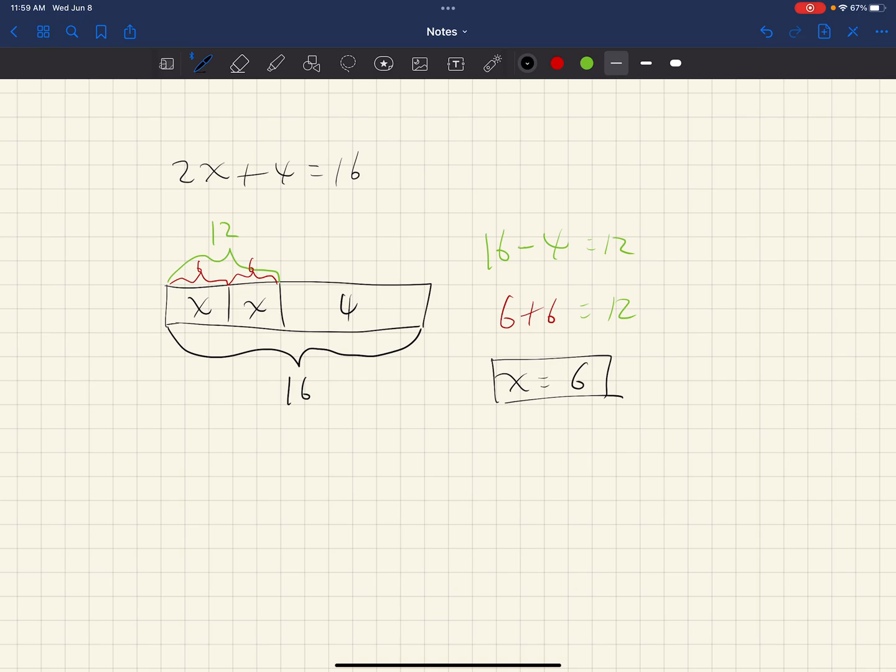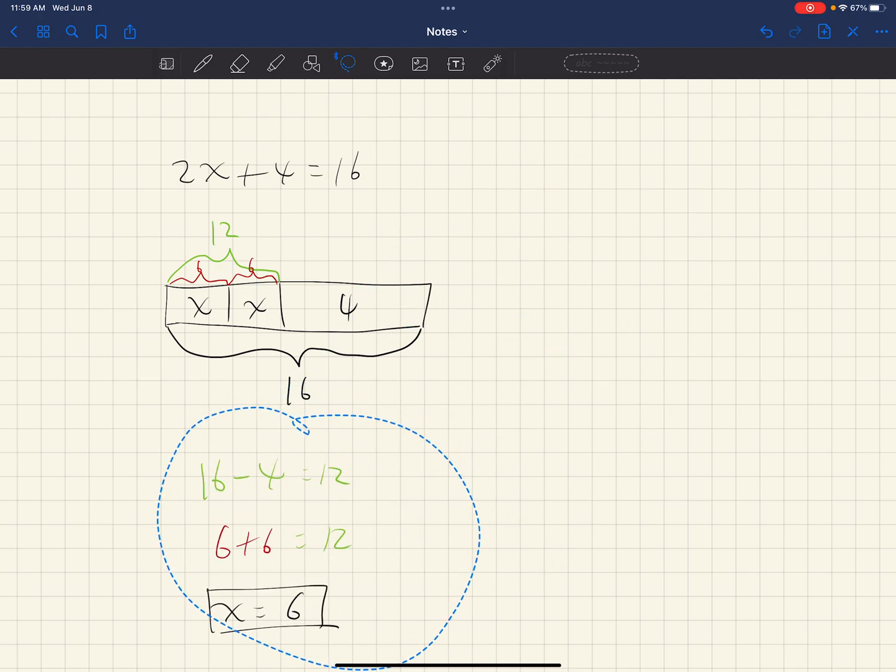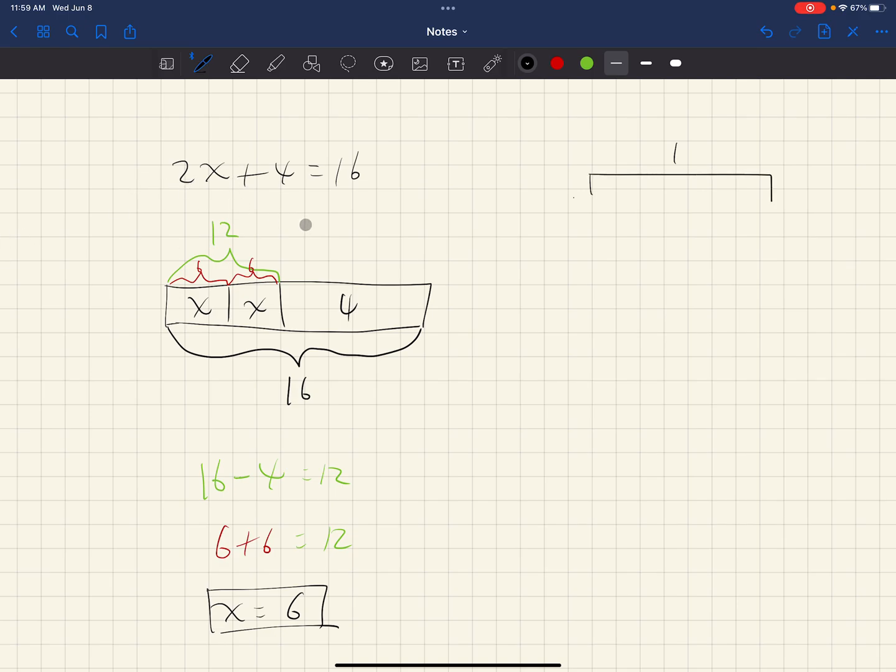Okay, now let's do it the scale method, using the scale. So I have 2x plus 4 on this side. I have an x here, an x here, and then a 4 here. And I have 16 here, right? Now they're all equal, because of this equal sign, this weighs the same as that.